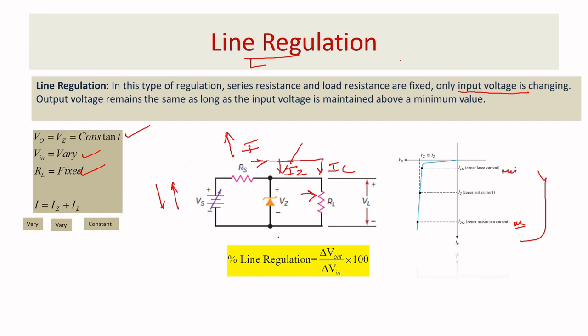So that you want to understand how you can determine theoretically, that is the change of output voltage divided by the change of input voltage. If you want to find it in percentage, you multiply with 100.